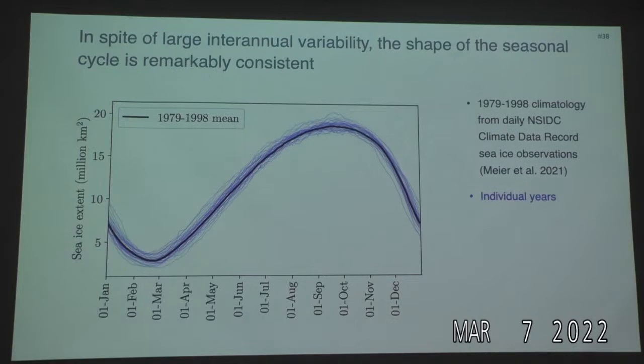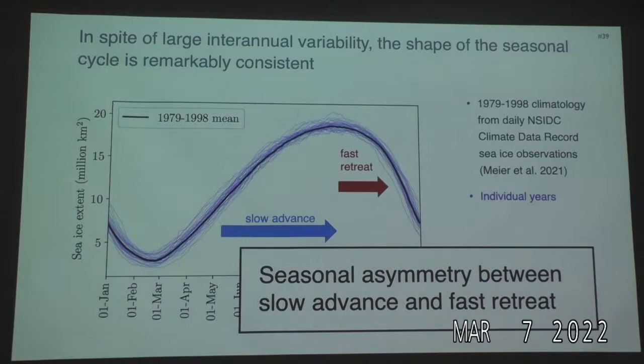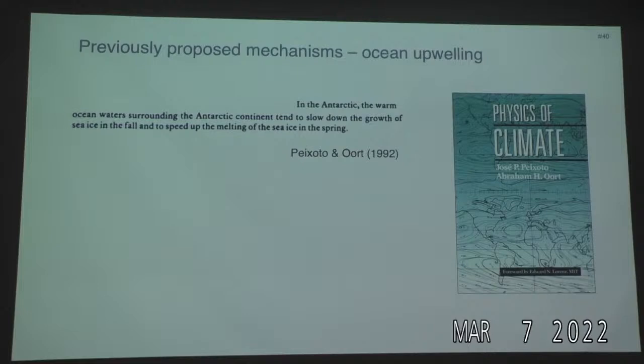You can see that there's this more sluggish growth period from the minimum up to the maximum, followed by a fast retreat. And so there's a seasonal asymmetry in the seasonal cycle between slow advance and fast retreat. And this is something that has been noted since the beginning of satellite observations in the late 70s. And there have been a couple of previously proposed mechanisms to explain this. The first of these relates to the ocean.